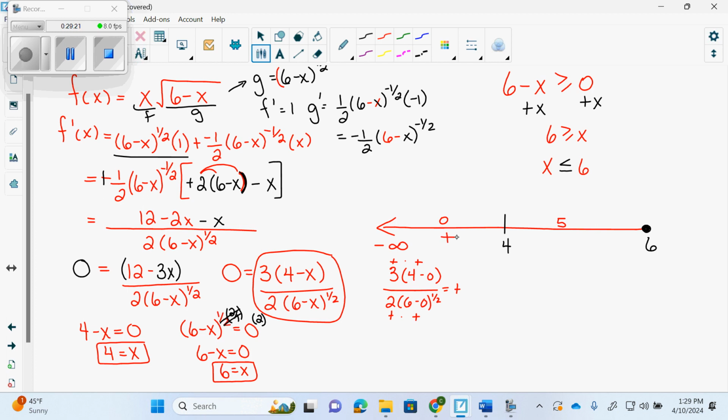Then I plug in the 5. 3, 4 minus 5 over 2 times 6 minus 5 to the half. It's going to be a positive. 4 minus 5 is a negative. Multiply those. Positive and a positive. So it's a negative over a positive, which is a negative. Now go press graph. Go back to your calculator.